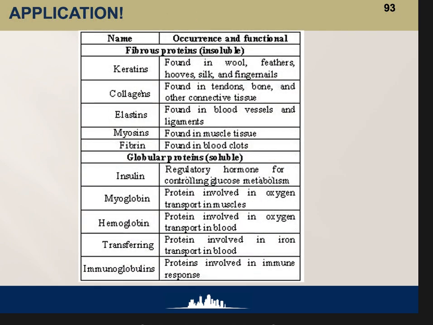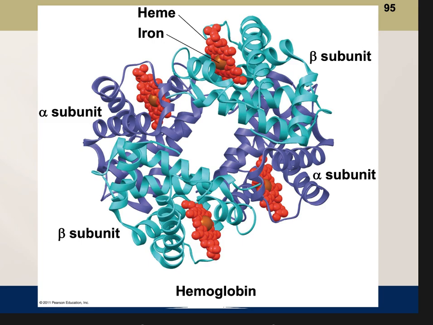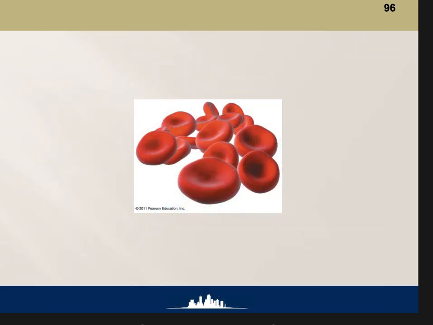All right, so these are some applications of where we would find fibrous proteins versus globular proteins. Fibrous meaning that it's insoluble, globular meaning it's soluble, so we can see that these are found in our bodies and in our blood in different ways. And then we have collagen. Here's what collagen looks like. And then we have hemoglobin, and then these are red blood cells.